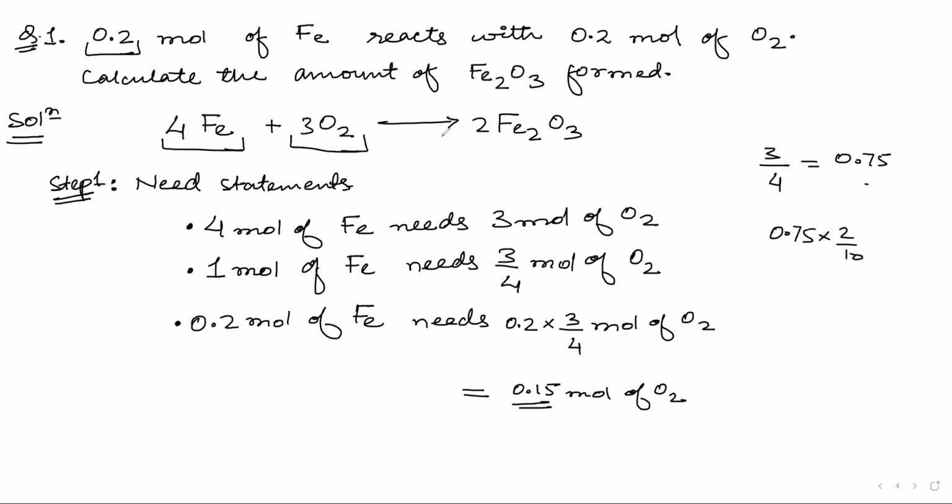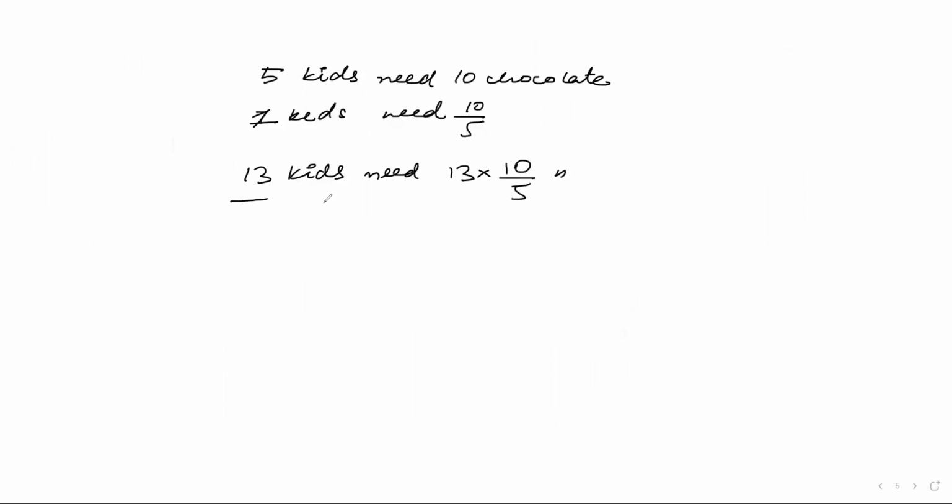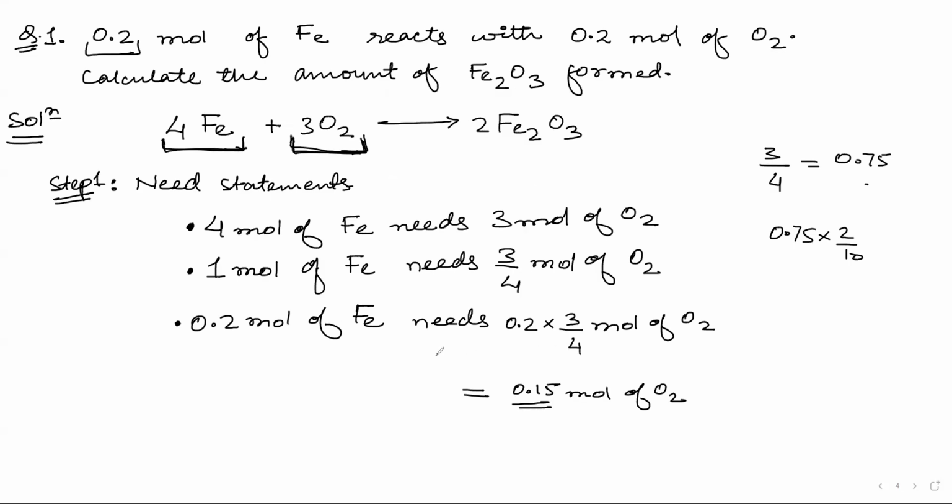Okay, let me explain, Rishan. Look at this statement: 4 moles of Fe need 3 moles of O2, right? From this chemical reaction, I have written this line. Okay, Umar, do you understand this part? Yes, I understand that. So what is the difference between that part and this part? One minute, sir. Use your mind. I cannot see these things are really the same.